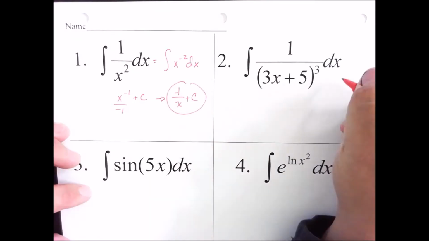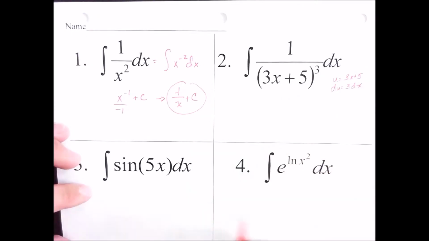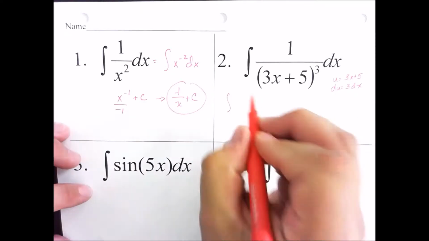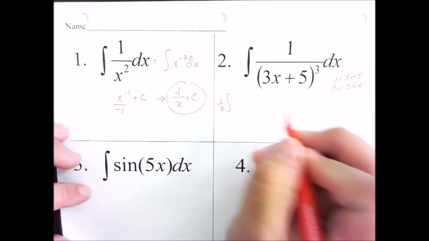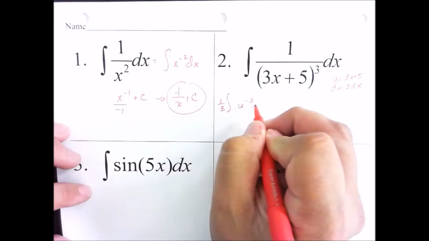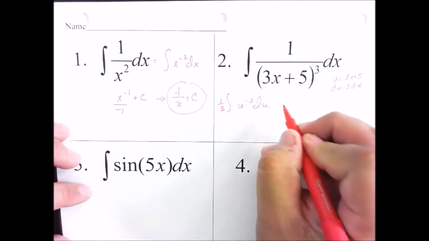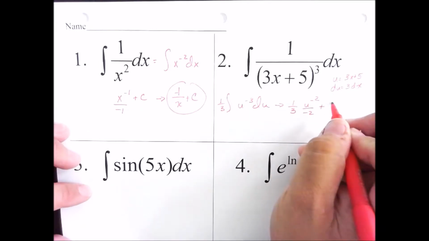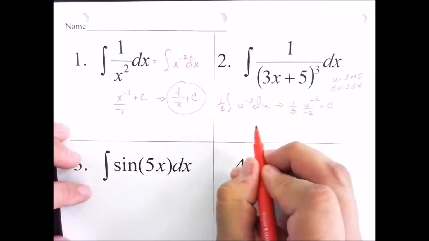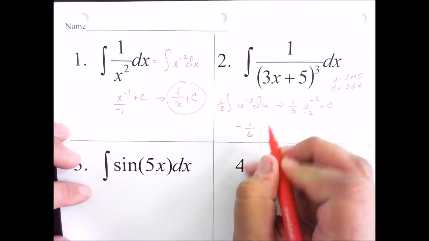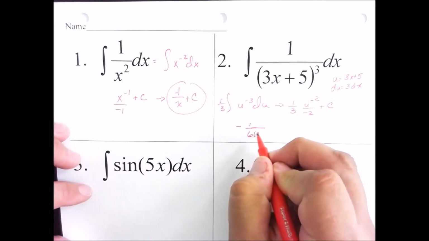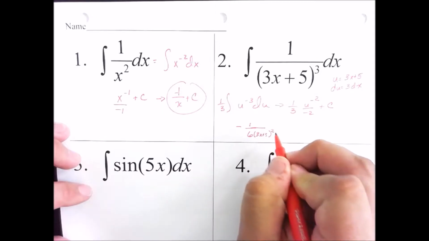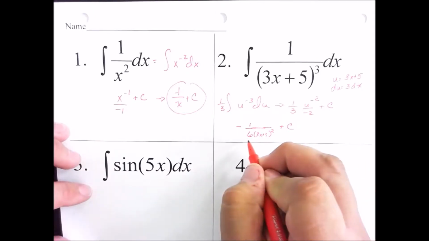I make u equal 3x plus 5. du is 3 dx. I don't have the 3, so I'm going to put a 1/3 out in front. That gives me u to the negative second du. That's 1/3 u to the negative first divided by negative 1 plus c. We simplify all this, we get negative 1/6 times 3x plus 5 squared on the bottom plus c.